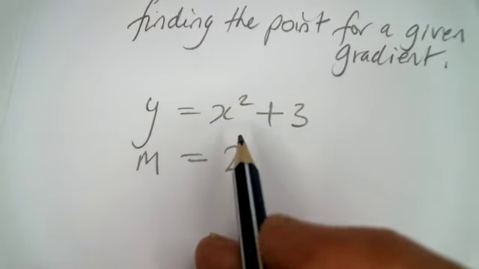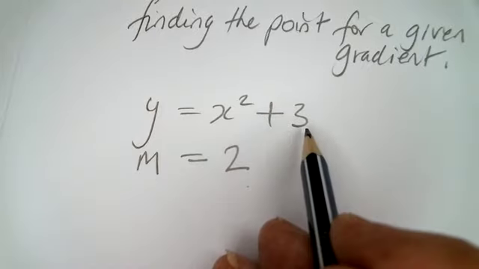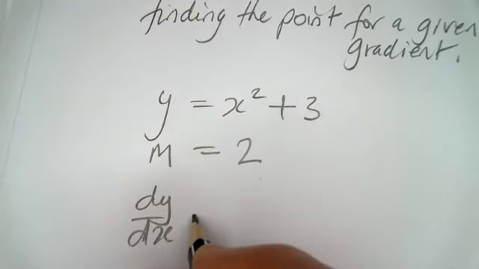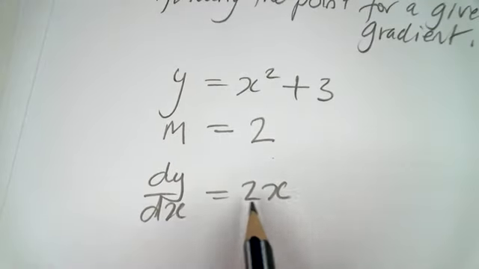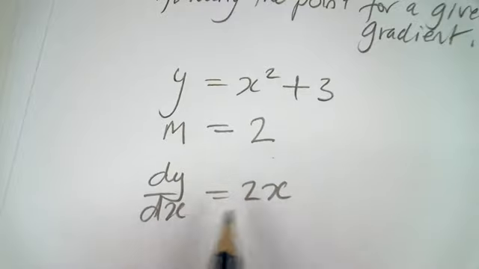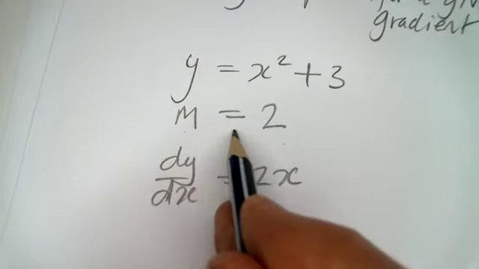Well, of course, the way which I would like to do it using calculus is to take the differential of this. So we're going to take dy dx. So suddenly this here is the equation of the gradient. This is the gradient equation, the gradient function, if you like. So we know in this case what the gradient is. So rather than leaving dy dx, I know the gradient is 2.